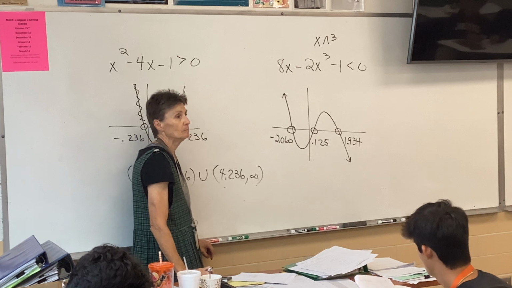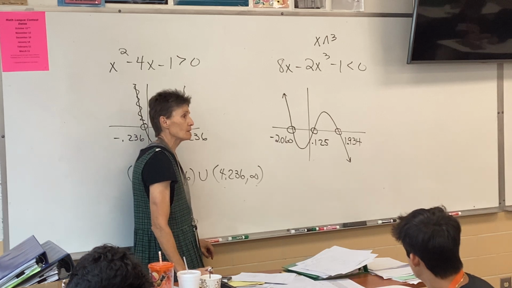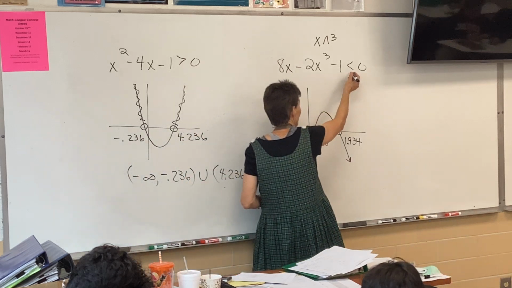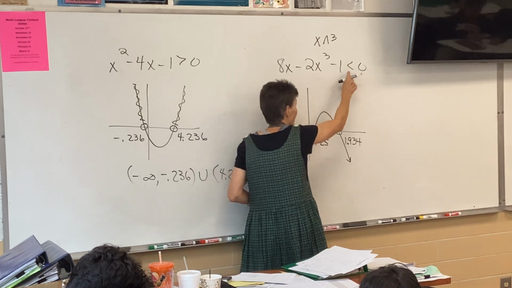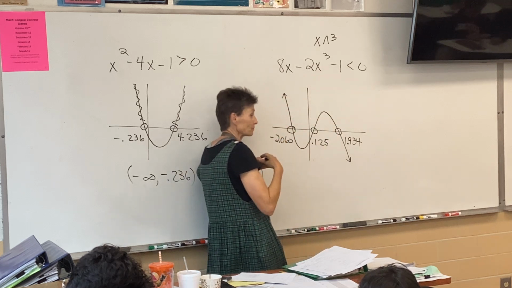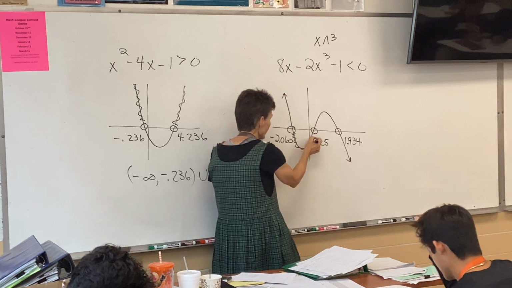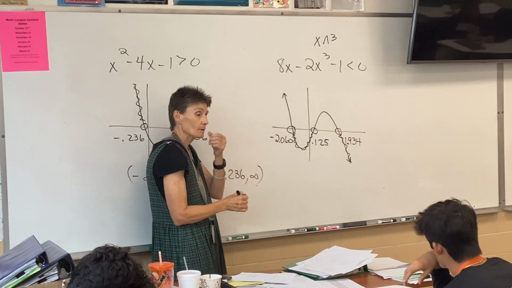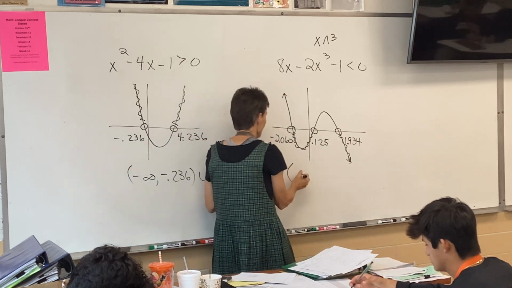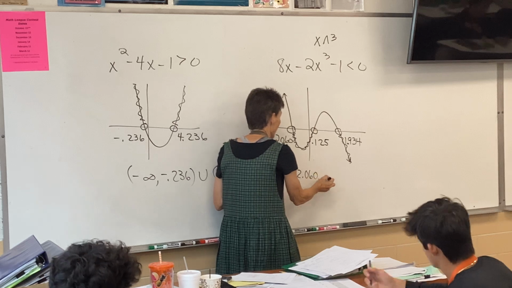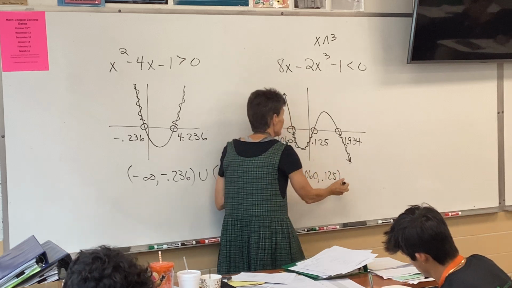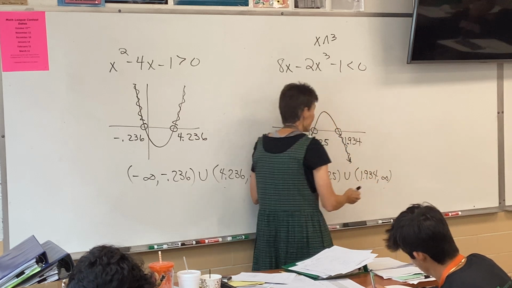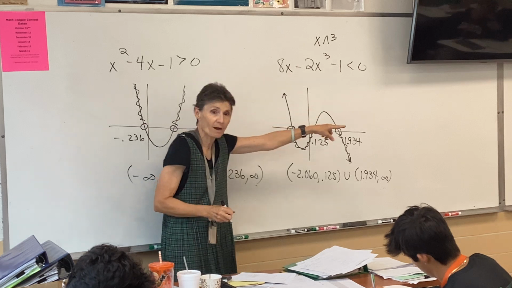How do my points look? Good. Great, actually. All right. So remember, we are looking for where the curve is less than 0, so underneath. So that would be this section of the curve and this section of the curve, right? Yeah, you got it. So our answer will be negative 2.060, comma, 0.125, union 1.934, positive infinity, going that way, positive infinity.